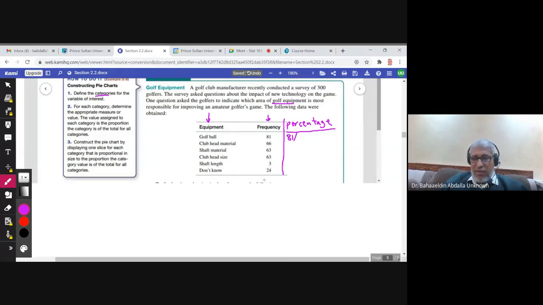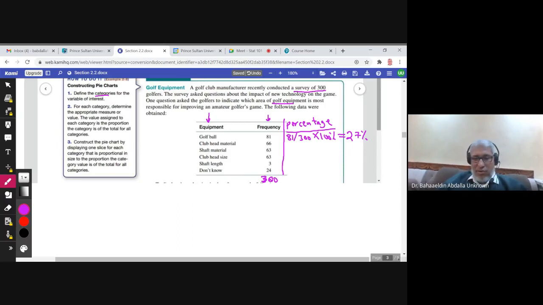If you add all of these numbers, or if you look at the question here, it says a survey of 300. So in fact, these are 300 equipments or golfers, okay? If you divide 81 by 300 and then multiply by 100%, you will get the percentage. If you use the calculator, you will find it is 27%. So 81 represents 27% of the 300.